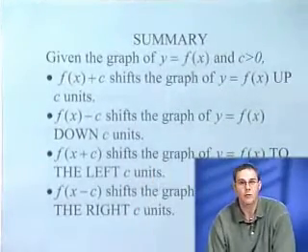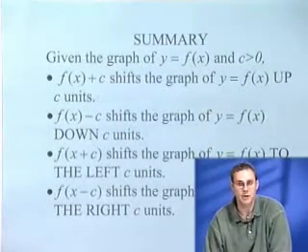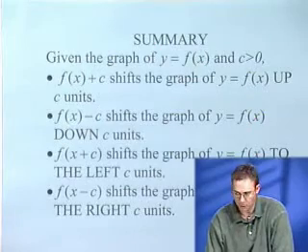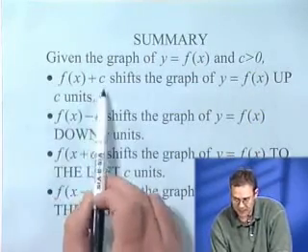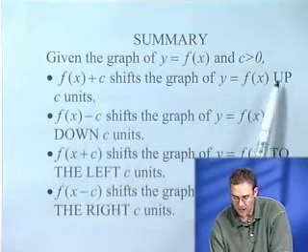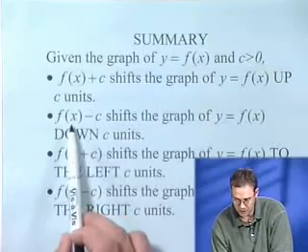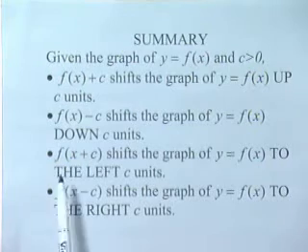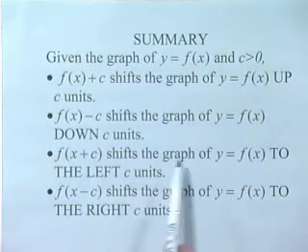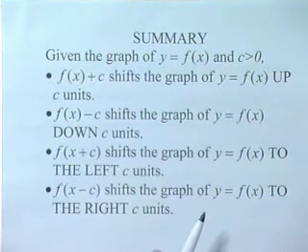Let's summarize. If we're given a graph of y equals f of x, say we know what the original function is, whether it be x squared or absolute value of x or what have you, and c is a positive number, then if we tack on a c at the end, it's going to shift the graph up c units. If we subtract c from the function, it's going to shift the graph down c units. F of x plus c shifts the graph to the left c units, and f of x minus c shifts the graph to the right c units.